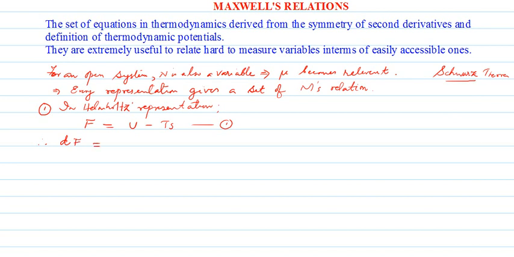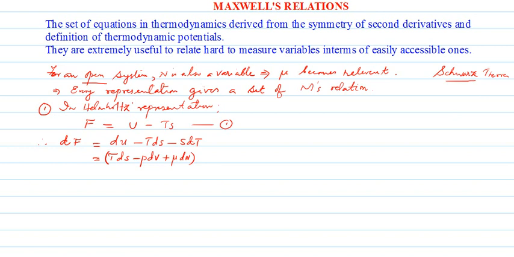is equal to simply dU minus TdS. It's quite simple and straightforward, minus SdT. That will be the thing. And now from the first law of thermodynamics, I can substitute for dU for an open system. So dU is equal to simply TdS minus PdV plus mu dN. The third term appears because I'm considering what is known as an open system, to be general.